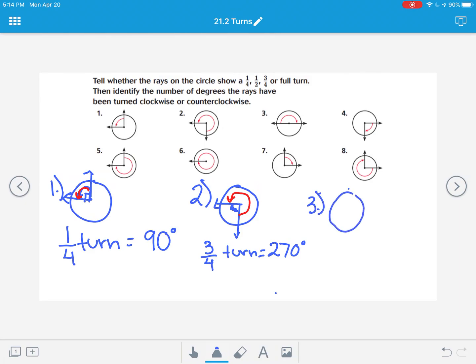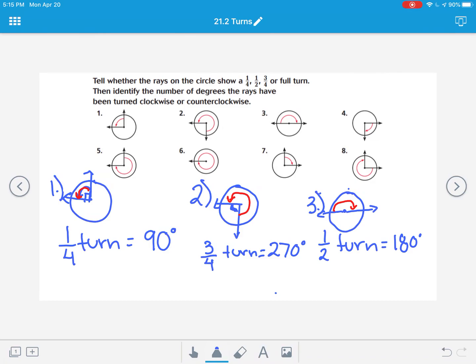Number 3, let's draw our next circle. All right, this time we have one ray coming out at the side, the other at the other side. And that red arrow is starting from the left, moving over to the right. So that turn has covered half of the circle. So that means this is a half turn. A half turn equals 180 degrees.